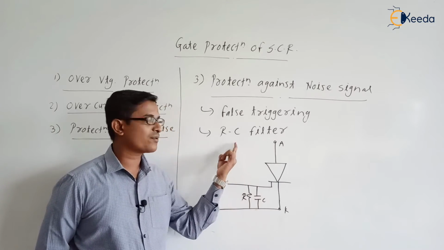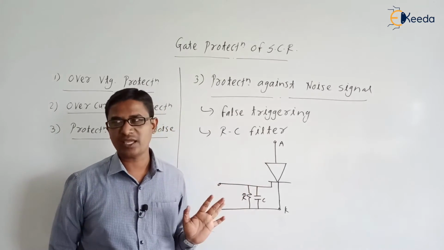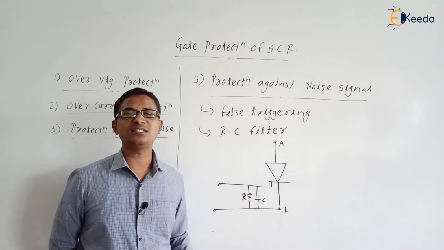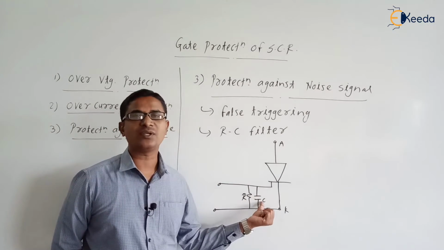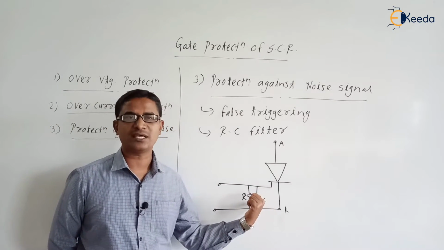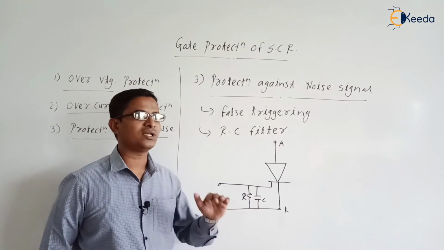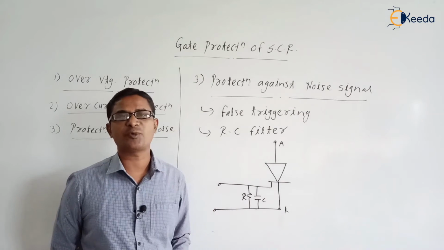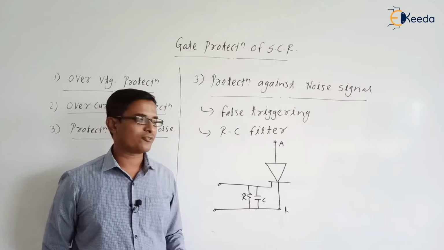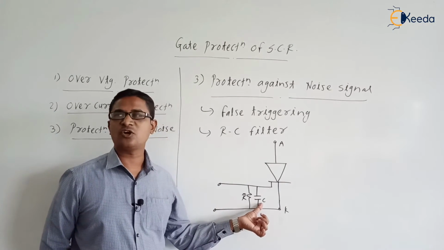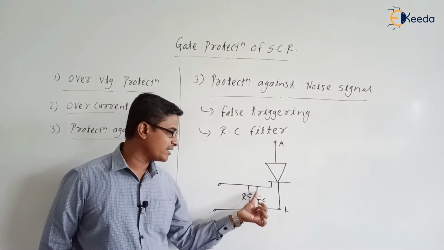Here, if the frequency of the noise signal is high, what about the capacitive reactance of the capacitor? Since the frequency is high, and as we know the capacitive reactance is inversely proportional to the frequency, Xc will be low. Xc is low means what? This capacitor will be acting as a short circuit.